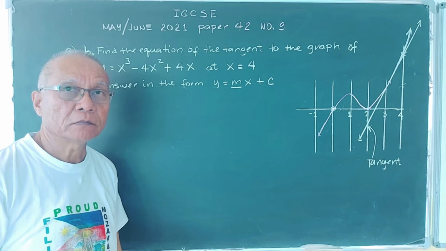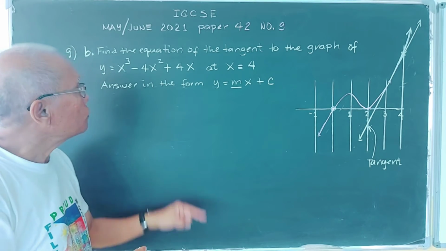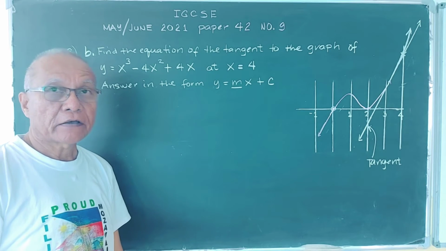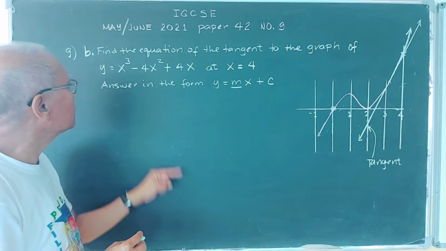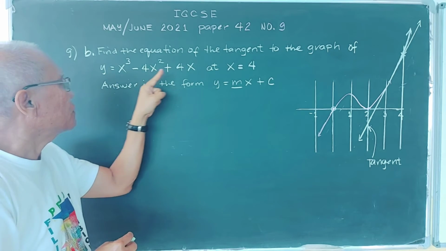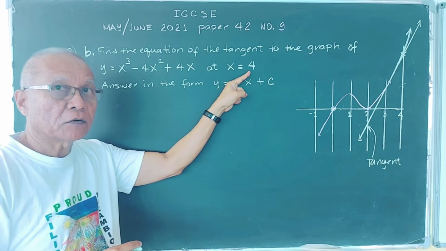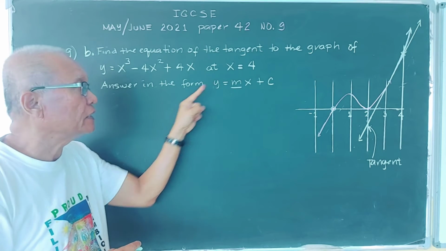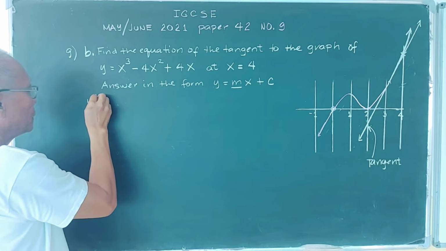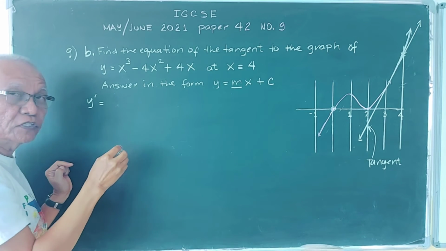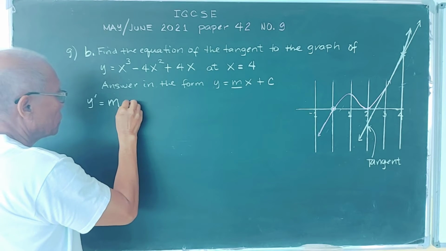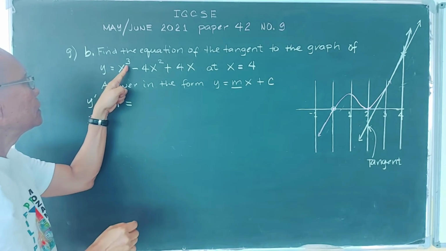First, we will find the m. What is m? It is the slope. How do you find the slope in this equation? We differentiate the function, and then we substitute the value of x in our derived function, and that is the slope. We simply use y prime. This y prime, or dy over dx, is the slope.